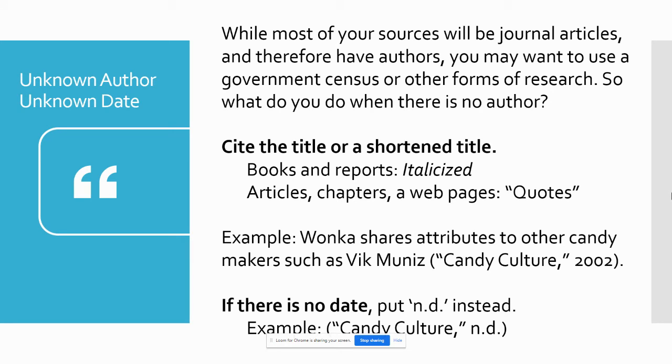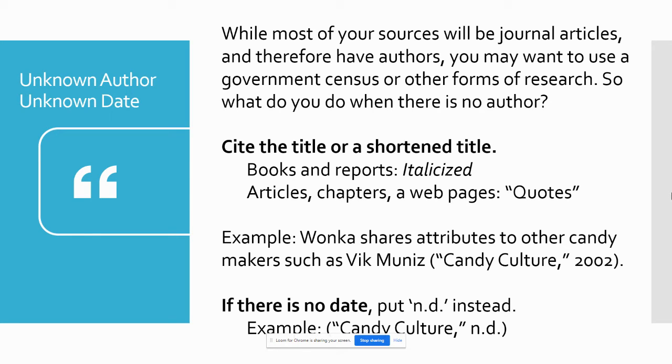While most of your sources will be journal articles with authors, you may still want to use sources that lack either a written author or date. Some of these may include governmental sites or other data. In general, however, you should try to keep these sources to a minimum and rely mostly on peer-reviewed journal articles with authors. To cite a source without an author, cite the source title instead.